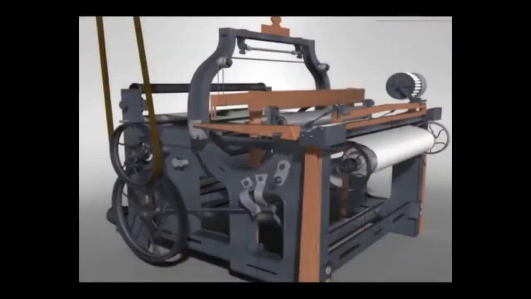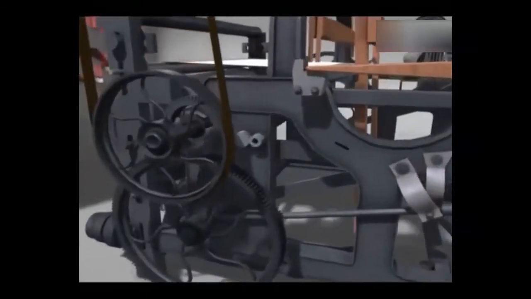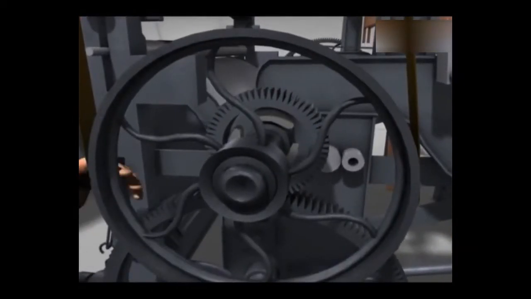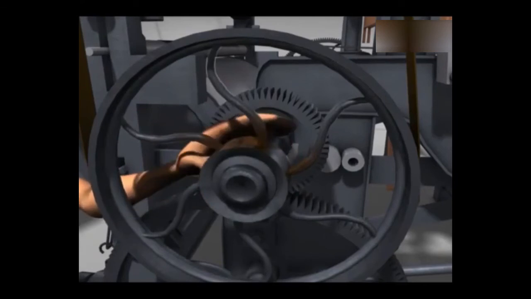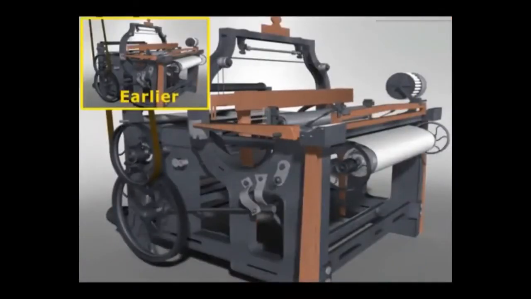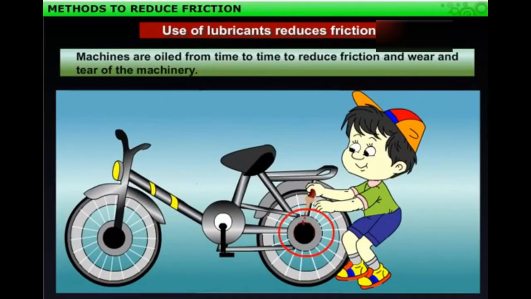Due to repeated use, the friction between the moving parts of machines increases, which reduces their efficiency. On applying grease, friction between the moving parts reduces and thus the efficiency increases. Machines are oiled from time to time to reduce friction and wear and tear of the machinery.